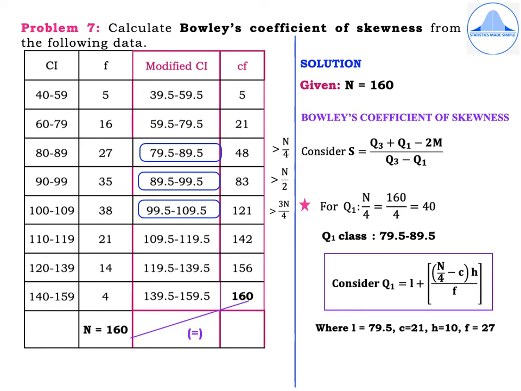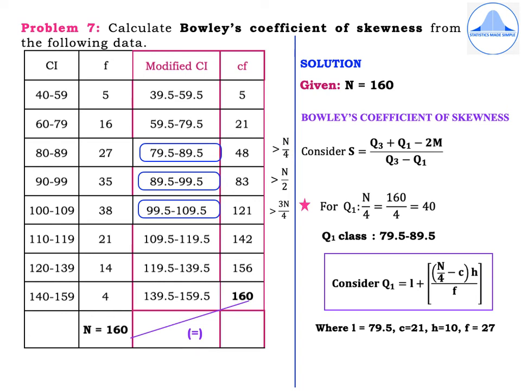So the first step is to find out capital N, which is equal to 160. And since the class intervals are in the inclusive format, you have to convert them into the exclusive. So form the next column as modified class intervals. So you'll get the values as 39.5 to 59.5, 59.5 to 79.5, and it continues up to 139.5 to 159.5.